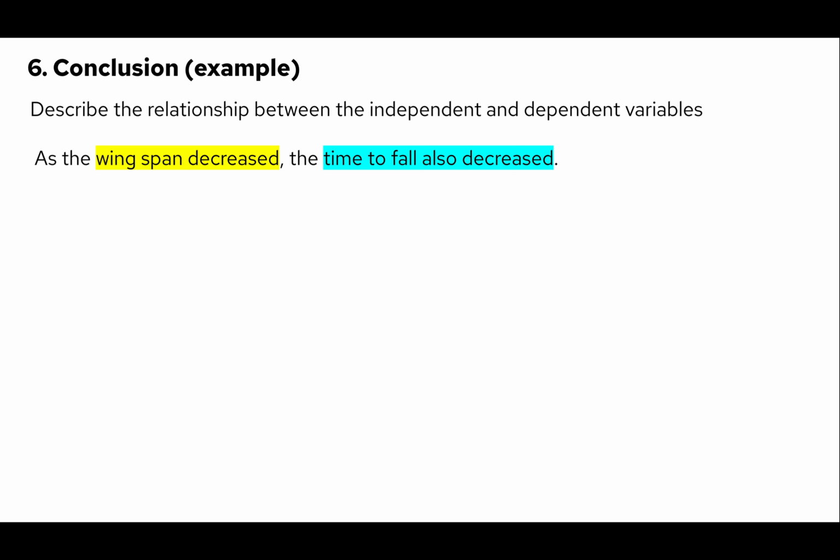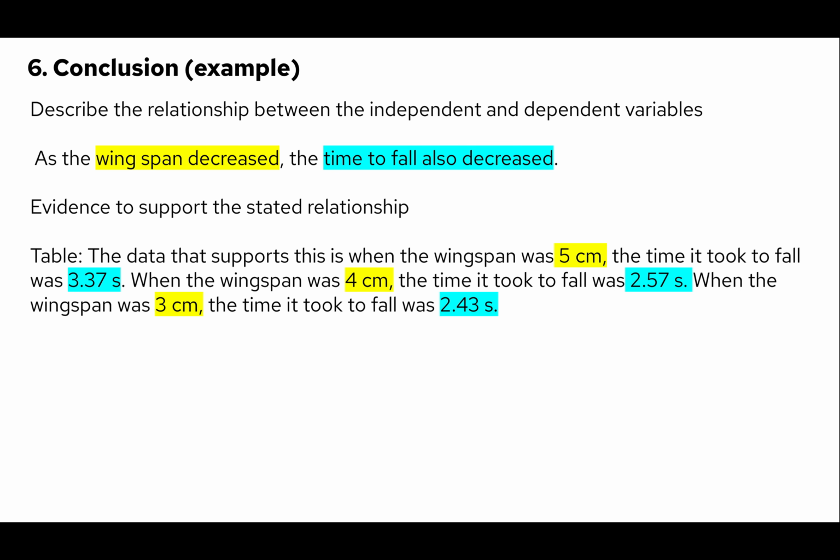My independent variable was the wingspan. That's why it is in yellow. And the dependent, again, is the time it took to fall, which is in turquoise. So as the wingspan decreased, the time to fall also decreased. Evidence to support this stated relationship? Well, in my table, the data that supports this is when the wingspan was 5 centimeters, the time it took to fall was 3.37 seconds. When the wingspan was 4 centimeters, the time it took to fall was 2.57 seconds. And when the wingspan was 3 centimeters, the time it took to fall was 2.43 seconds.